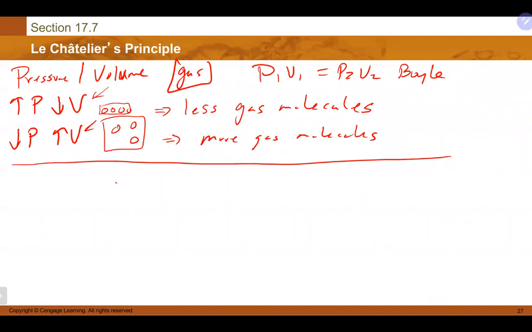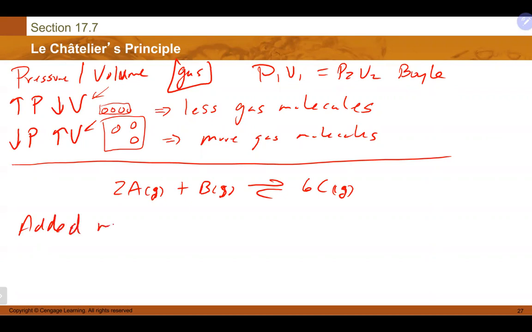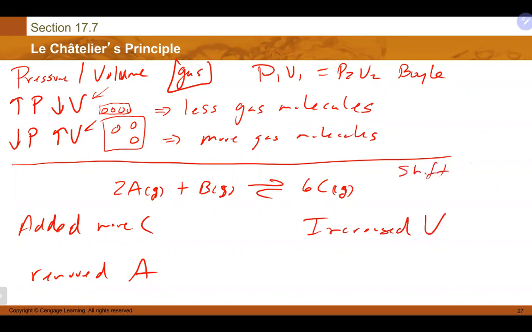So if I had something like 2A plus B goes to 6C here, and they're all gases. Let's say I added more C, I removed A, I increased the volume. So take a moment: will it shift to the left, right, or will there be no change? Okay, let's take a look.